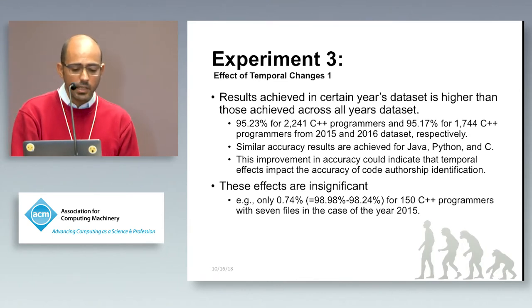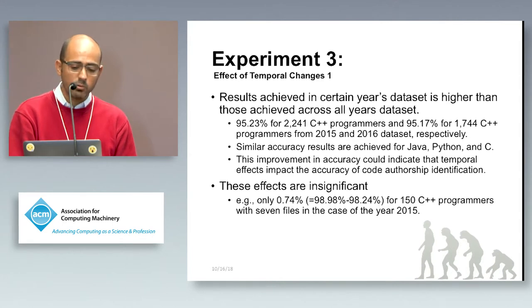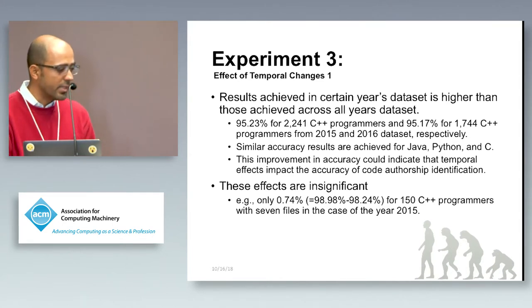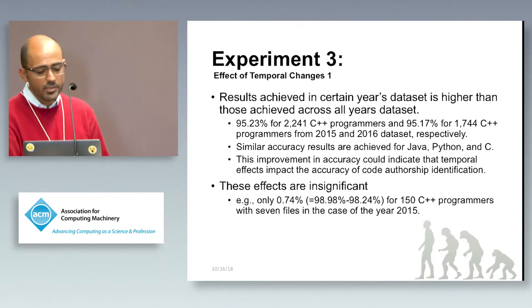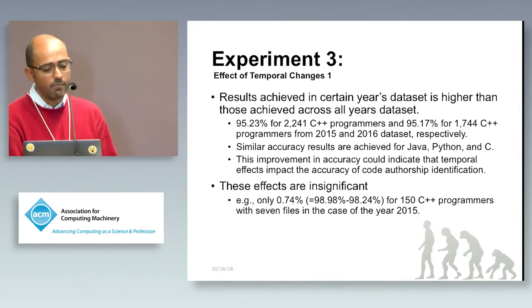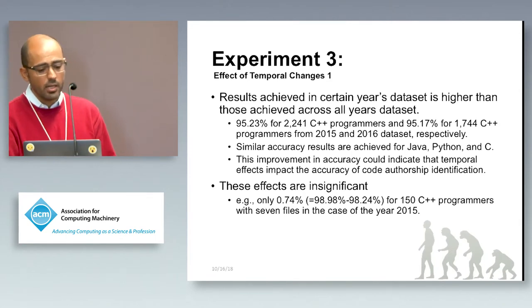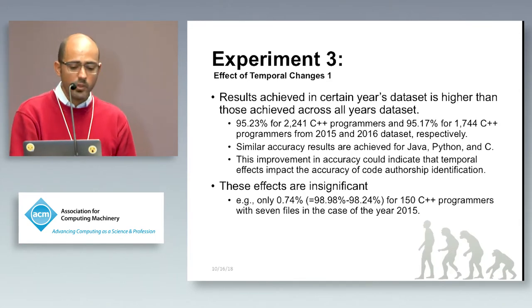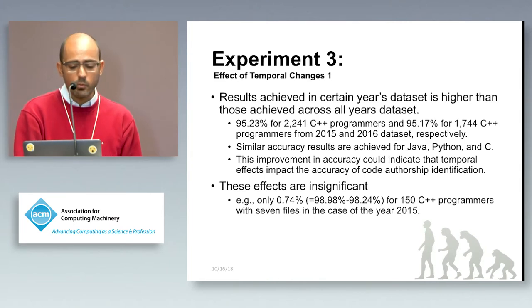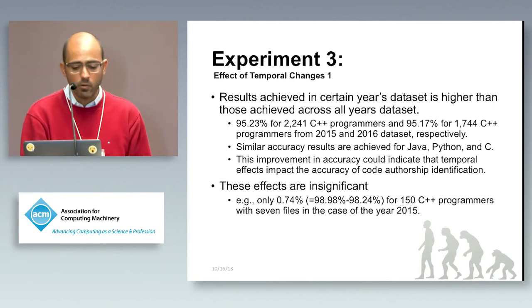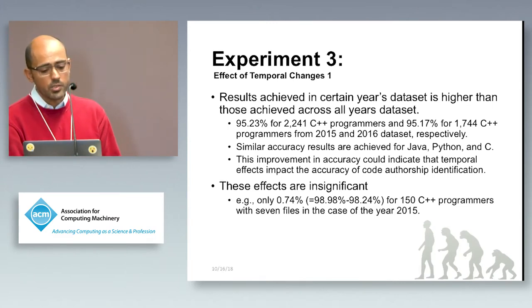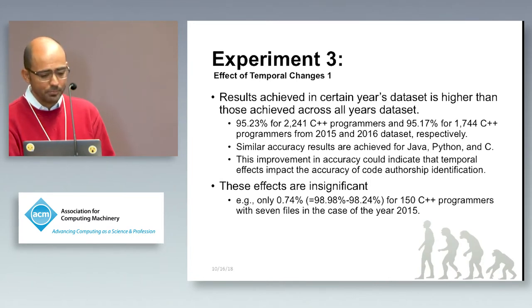have found is that we were able to achieve an accuracy per year that is higher than the aggregate accuracy, which indicates that there might be a temporal effect in place. So 95.23% for the 2200 C++ programmers, as well as 95.17% for the 1744 C++ programmers for the years 2015 and 2016 respectively, as I said on the best slide. Similar accuracy is also achieved for Java and Python.